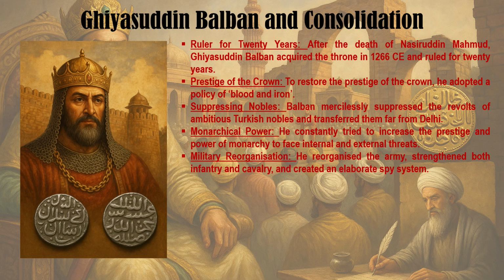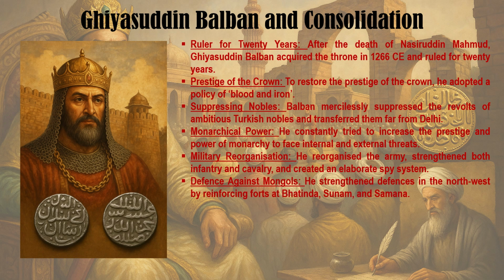He reorganized the army, strengthened both infantry and cavalry, and created an elaborate spy system. So creation of a very effective spy system and a powerful army were the chief achievements of Ghiyasuddin Balban. He strengthened defenses in the northwest by reinforcing the forts at Bhatinda, Sunam, and Samana. Why? Because these forts were at the border of India, and in case of a Mongol attack, these forts would function as proper defense. So Bhatinda, Sunam, and Samana were reinforced and built properly.